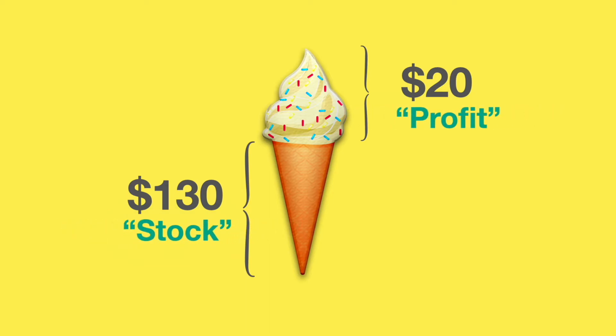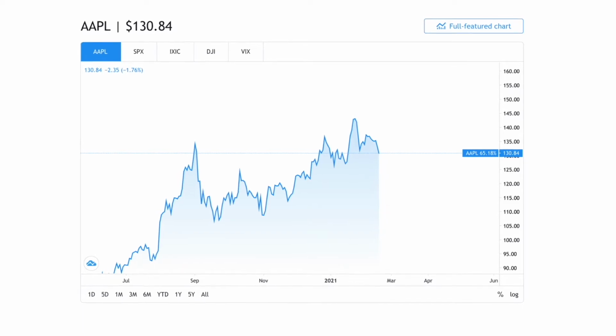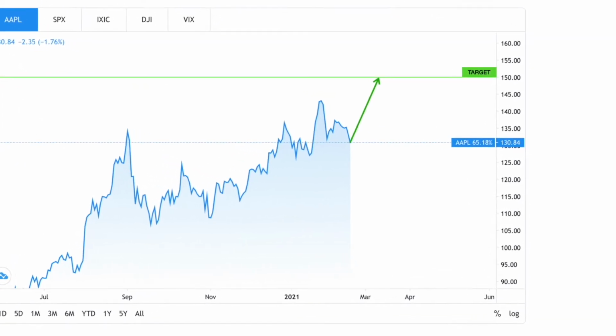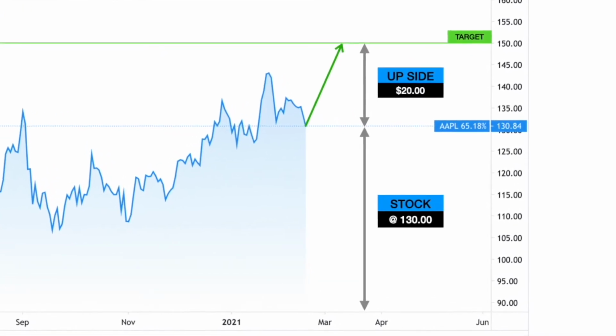profits. If you want to enjoy the profits, you first need to buy and hold the stock. Let's take this Apple stock for example, which is currently trading at $130 per share. Assume they have a new product launching soon, and this can go up to $150. The potential upside here is $20, and to get there, you have to buy the stock at $130.